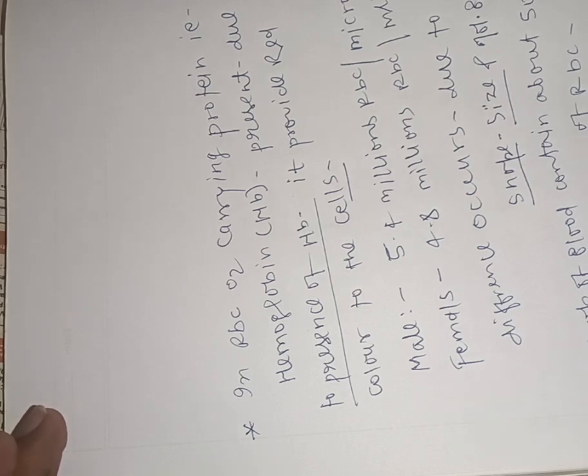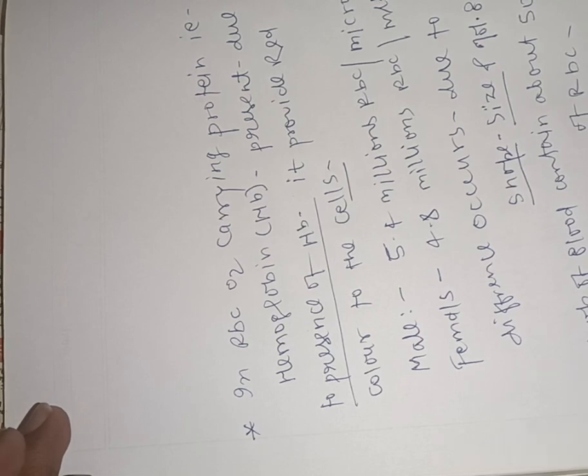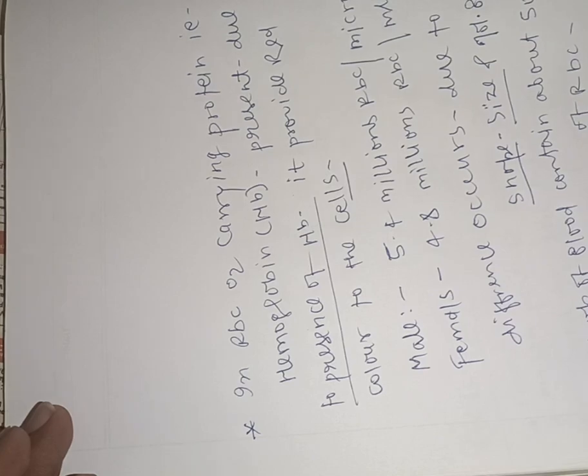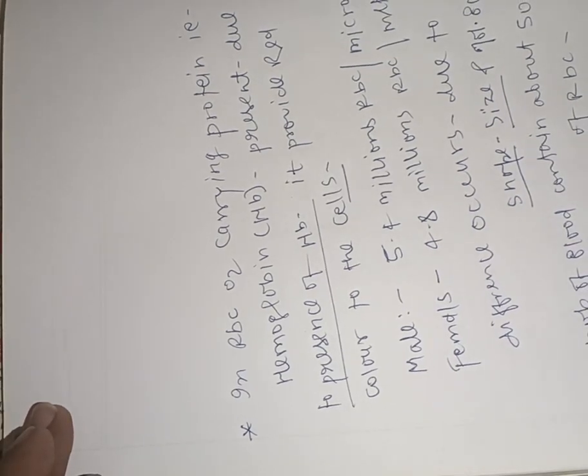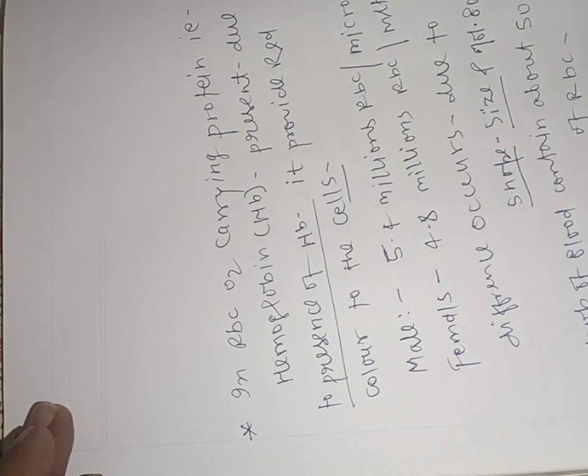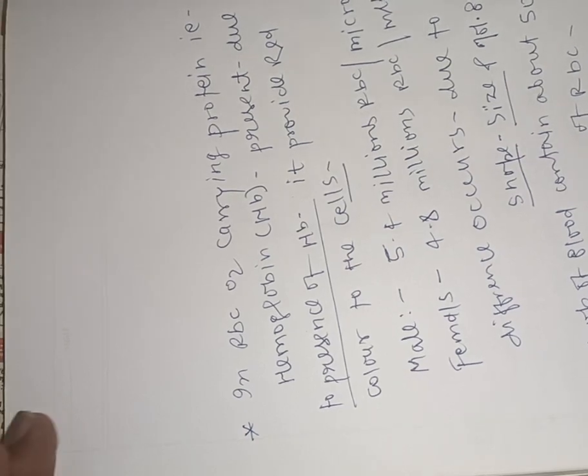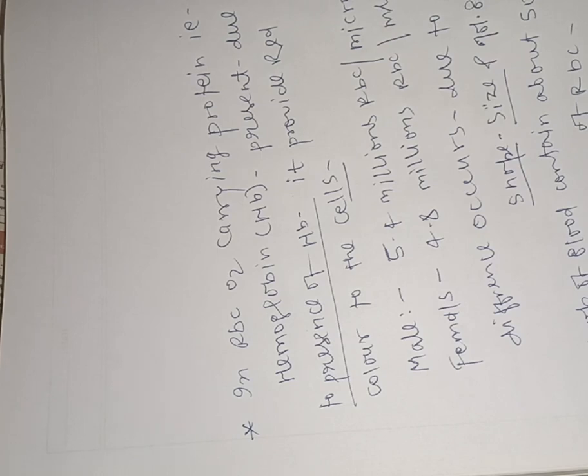Okay. Next point is lifespan. We all know that the lifespan of RBC is 120 days. Then how does the life cycle occur? During the life cycle, RBC goes through which types of phases? We will discuss all about that.